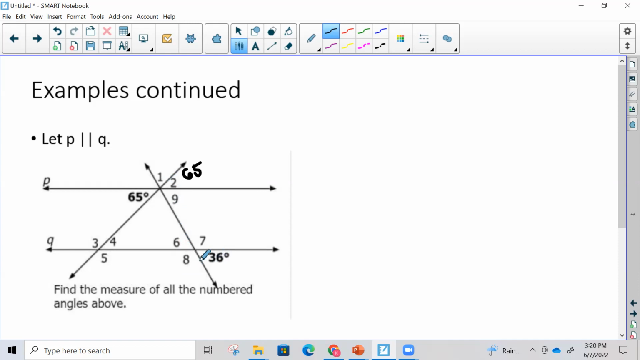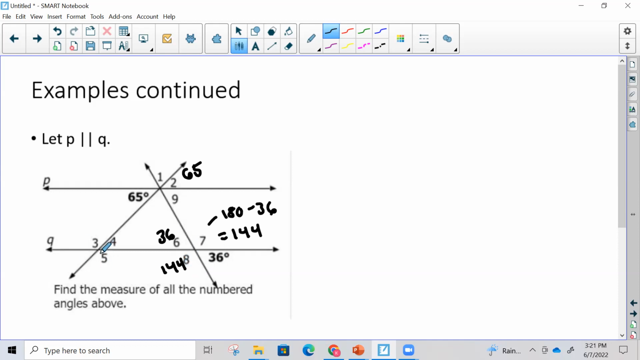If I go to 36, I know angle 6 is also 36 because it's vertical. I can then find 7 and 8 because they're supplementary to the 36. So 7 is going to be 180 minus 36, which is 144. And then angle 8 is going to be the same thing. It's also 144 because they're vertical. Okay, so we get those.